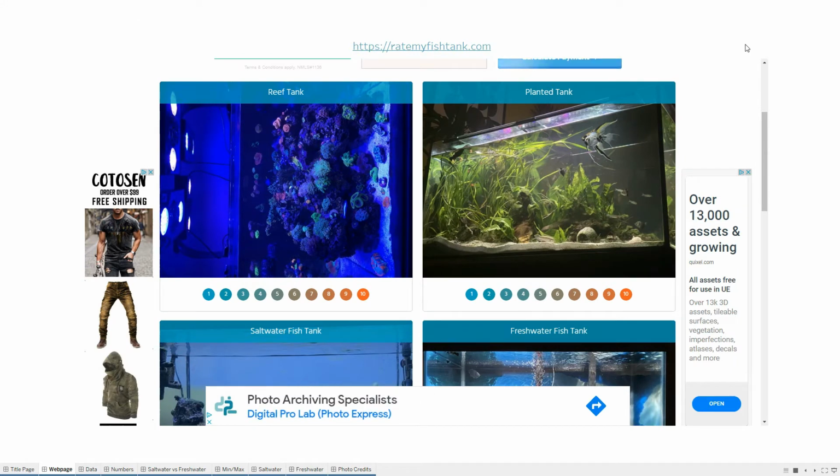The website I used is ratemyfishtank.com. People upload and submit pictures of their tanks and fish, and then other people vote on them by rating them on a scale of 1 to 10. The votes are averaged into an overall rating, and the pictures are ranked within their respective categories.